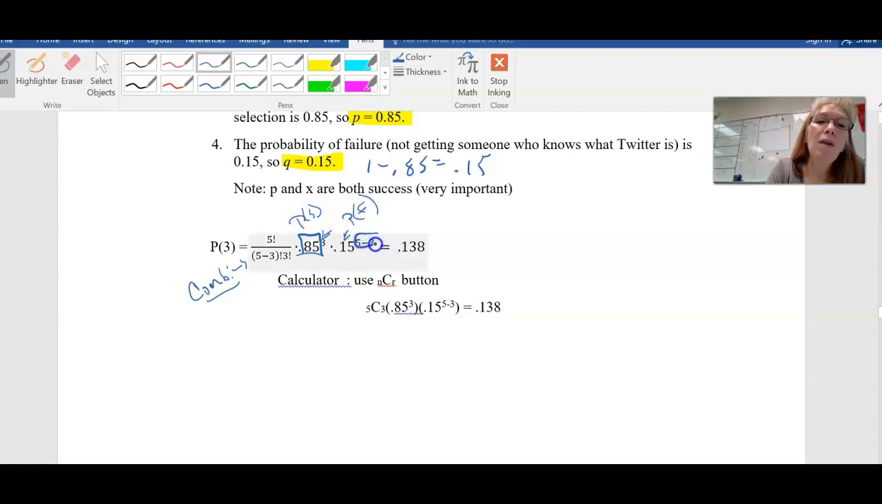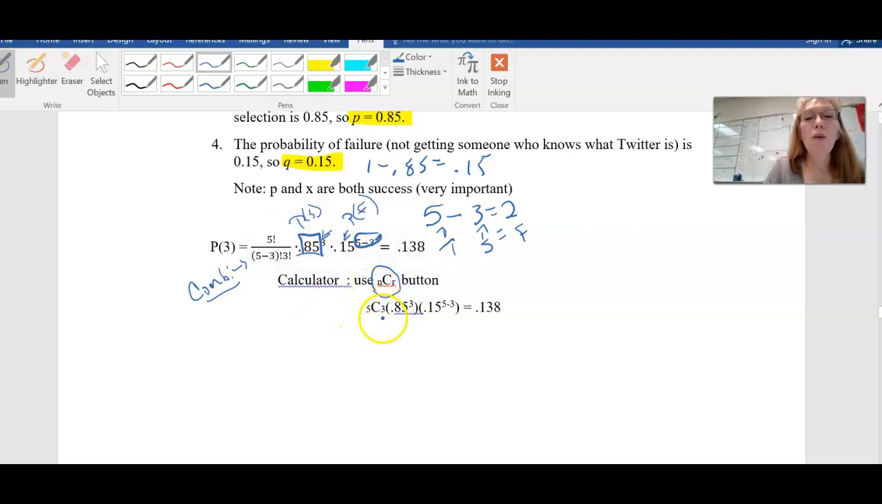and then how many of them are going to fail? So if I have 3 successes, I have to take my total minus my number of successes to get my number of failures. So total minus how many successes I want equals my number of failures that I want. We are going to use the nCr button. We are not going to use that formula.